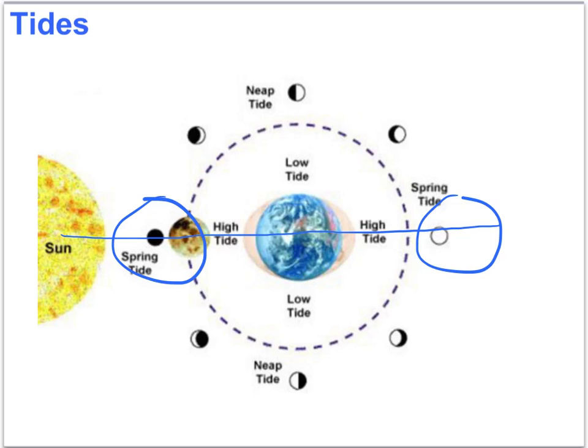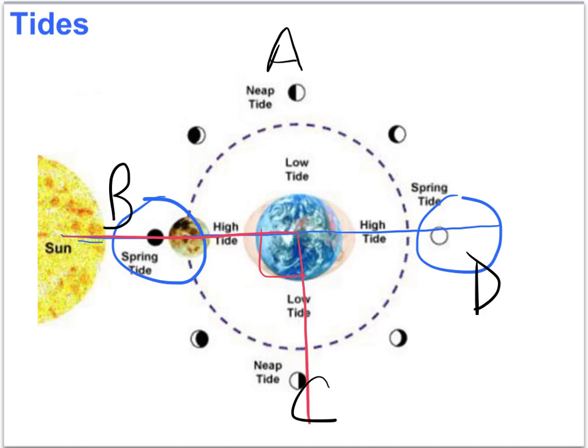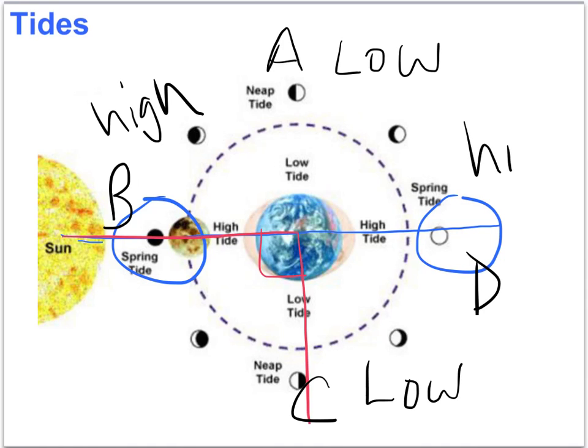For low tides, that would be a neap tide. So over here, if you follow my laser, neap tide over here, neap tide over here. That's when it's a 90-degree angle. So here, I'll do it in red. It makes a 90-degree angle. So it's not lined up completely in a straight line, therefore there's less gravity acting on it. So for A, B, C, or D on your paper, this one up here is A, this is B, this is C, this is D. So it would go low, high, low, high.